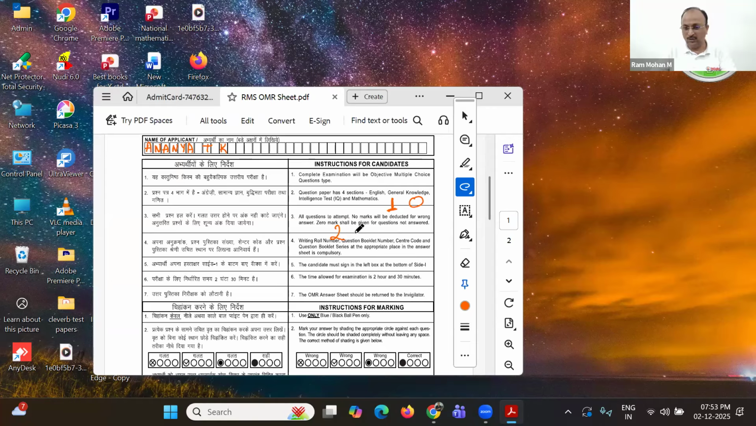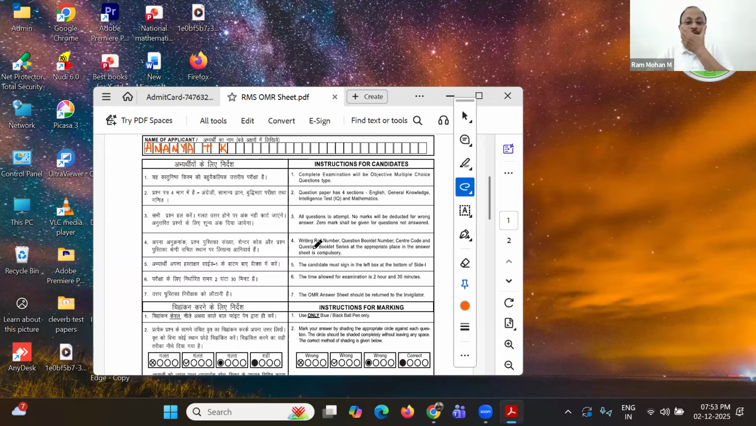Suppose you have question number 2. You are given 4 bubbles A, B, C, D. You don't know the answer, but approximately you are thinking C may be the correct answer. You fill C and move on. So there is a chance that it can become correct, a 1/4 chance. If you attempt some 5 or 6 questions, at least 1 or 2 may become correct. If you don't attempt, you will get 0. Even if you attempt wrong, you will get 0. So don't leave it. Fill something in the last 5 minutes.